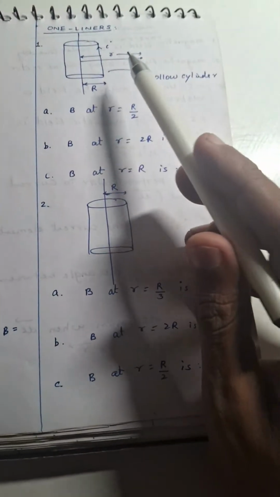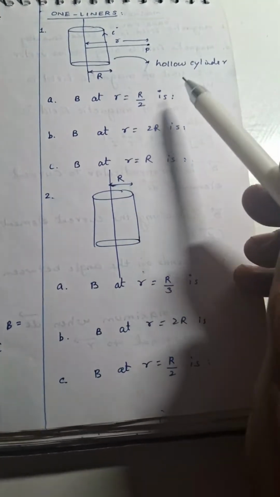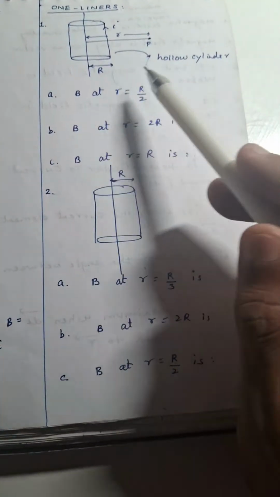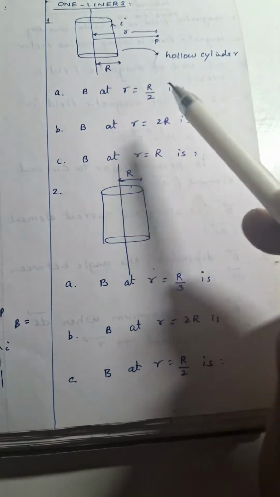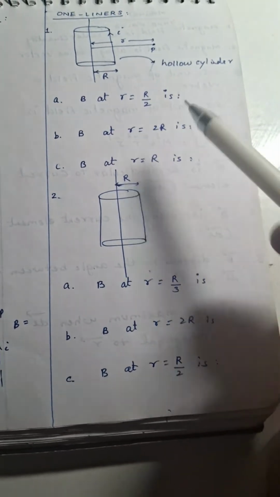Then we have variation of magnetic field due to a cylinder at different points, at a certain radial distance r from it, at internal as well as external point. So various questions based on that.